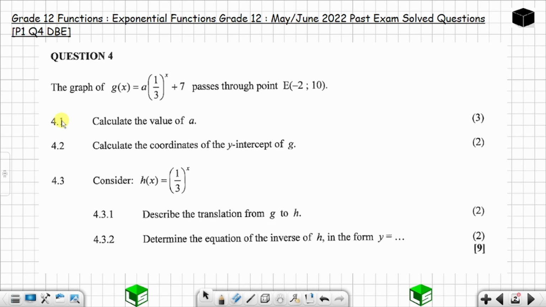Okay, so this is question 4. How many questions do you have? You have 3 questions, and 2 sub-questions on question 4.3. In total you have 1, 2, 3, 4. Let's start on the next slide. You need the knowledge of exponential functions so that you can solve these questions.